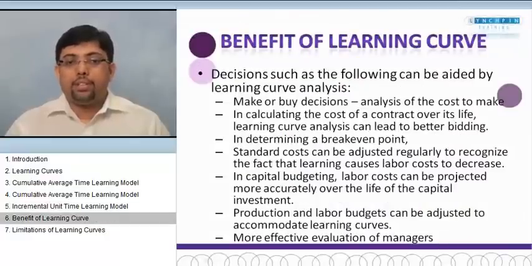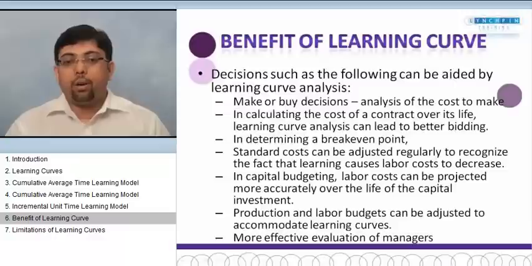What are the benefits? Decisions such as the following can be aided by learning curve analysis. Number 1, make or buy decisions. For example, if there is learning available, the cost of the first unit will be quite high, but with the production of each and every unit there will be learning, and we will be improving our set of skills, and the average cost of the product is going to go down.